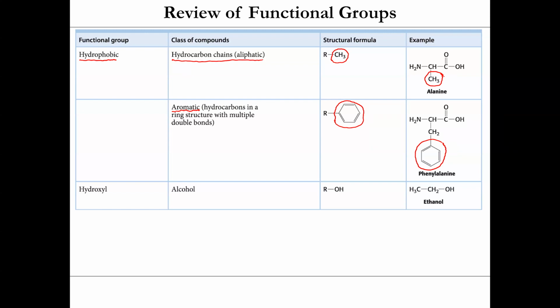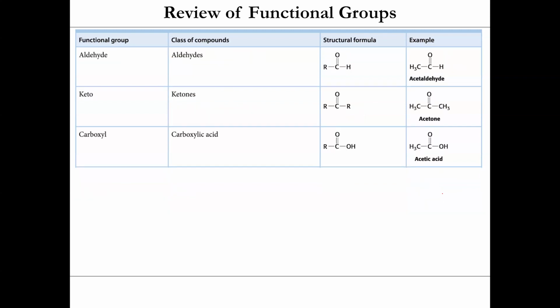Another functional group are hydroxyl groups. A class of compound that contains this functional group would be alcohols. There's this OH group right here, which would be referred to as a hydroxyl group. An example would be this group shown on the molecule ethanol. Next we'll talk about aldehydes. These don't come into play with amino acids, but they do when we talk about carbohydrates. The class of compounds that contain aldehyde functional groups are just aldehydes. They have a carbon double bonded to an oxygen and also bonded to a hydrogen atom. An example of this would be acetaldehyde.